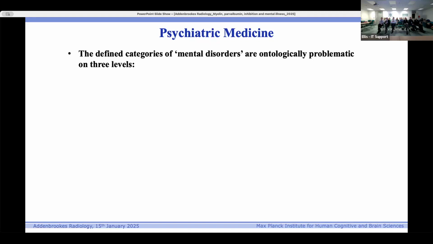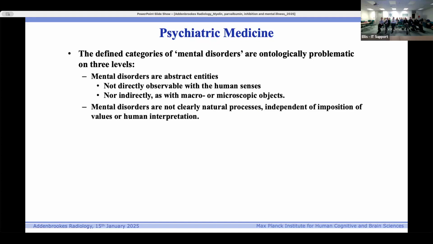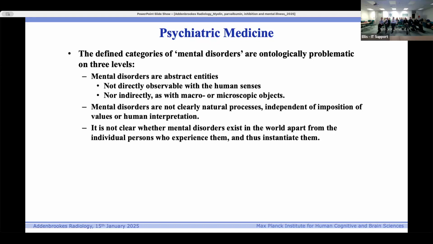Defined categories of mental disorders are ontologically problematic on three levels. They're abstract entities, mental disorders. They're not clearly natural processes independent of the imposition of values or human interpretation. It's not clear whether mental disorders exist in the world apart from the individual persons who experience them and thus instantiate them.